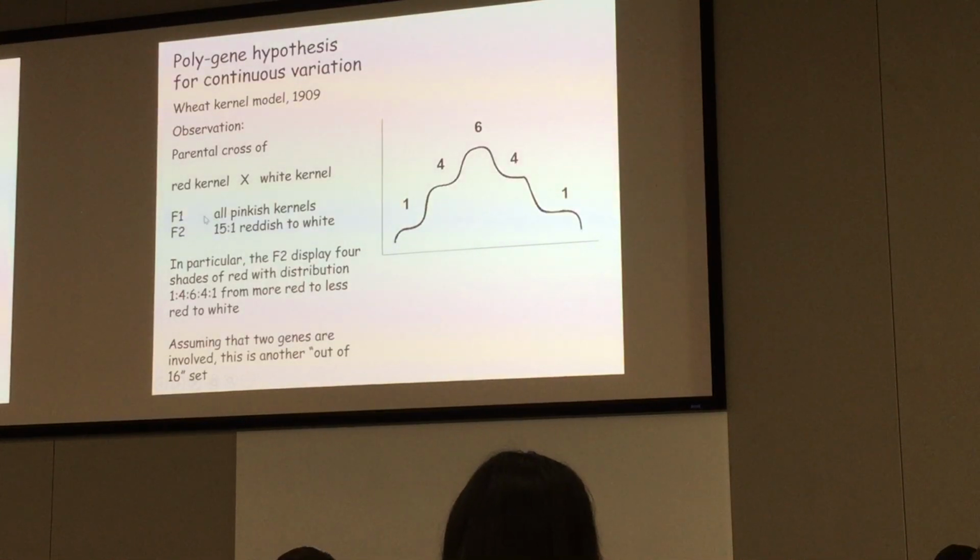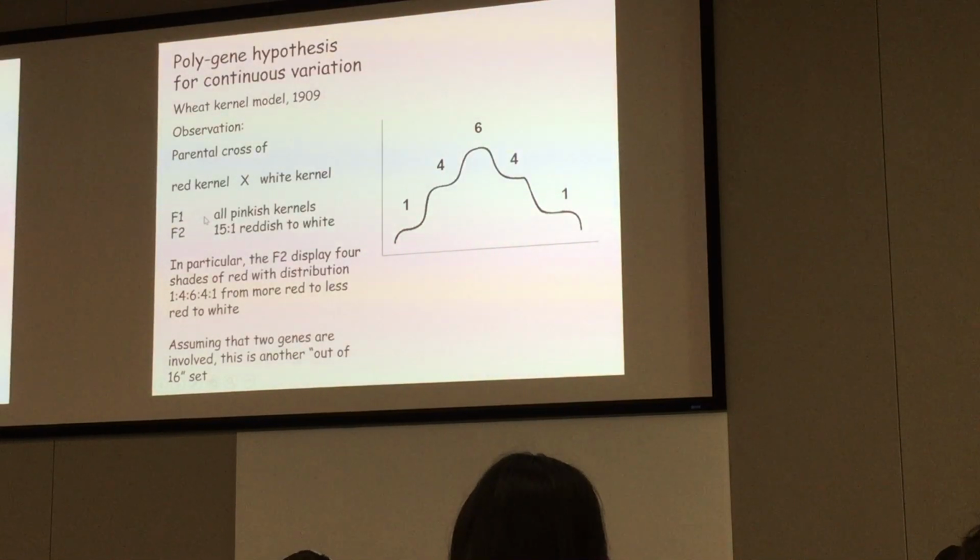And we cross the F1s as we always do to generate F2s, and we ask the question, what's the ratio? And the ratio here is 15 to 1, reddish to white. 1 part white, 15 parts some shade of red or pink. So yet another out of 16 in this particular example here. And if you parse out the 15 into different shades, it turns out they fall into a semi-continuous curve of 1 to 4 to 6 to 4 to 1.